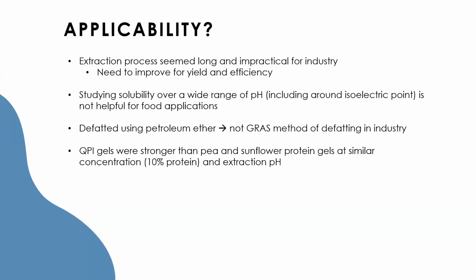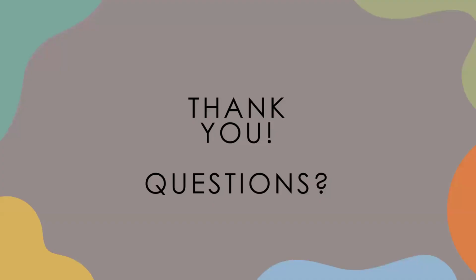But finally, they were able to establish that their gels at a 10% protein solution were stronger than pea and sunflower protein that was extracted under similar pH and analyzed under a similar protein content. And so there is maybe a place for QPI for a gelling application in the future. Thank you.